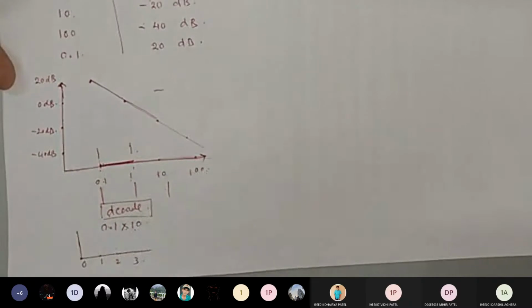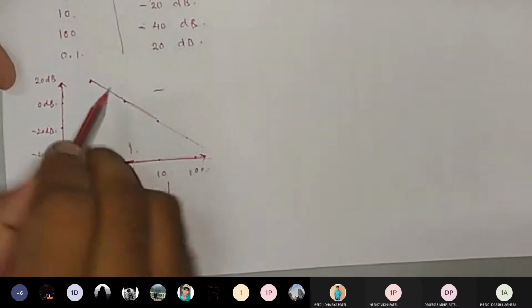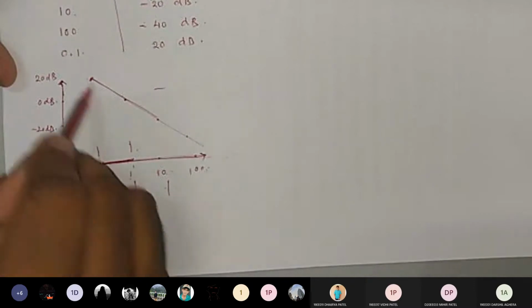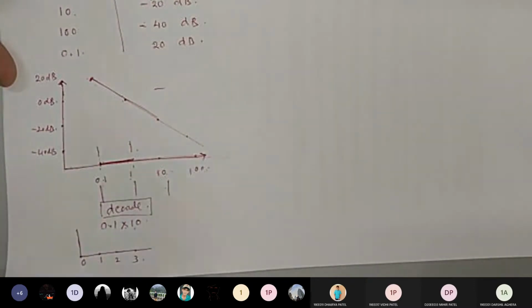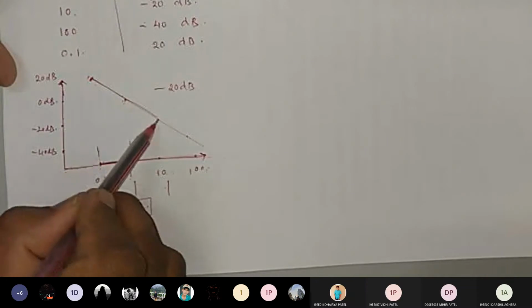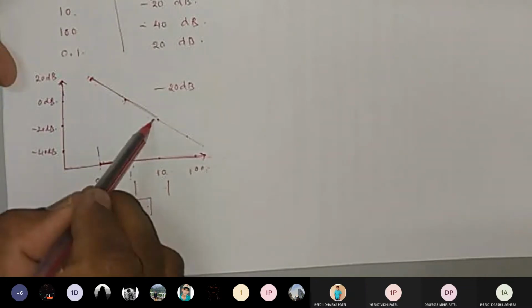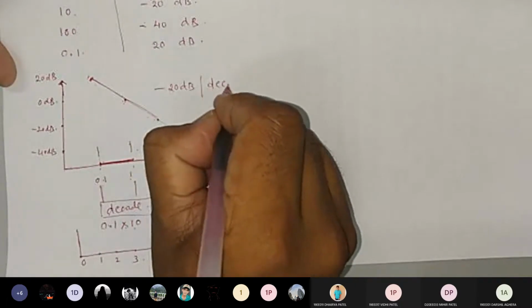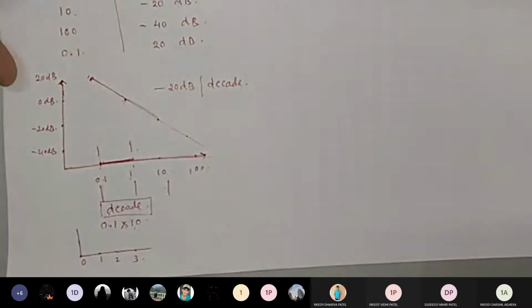Okay, so for one decade what is the change in slope? For one decade, from here to here, how much did the slope change? Can I say it is minus 20 dB? It was 20, it became 0, so it is minus 20. From 0 it went to minus 20, so it is minus 20. So the slope of this is nothing but minus 20 dB per decade.